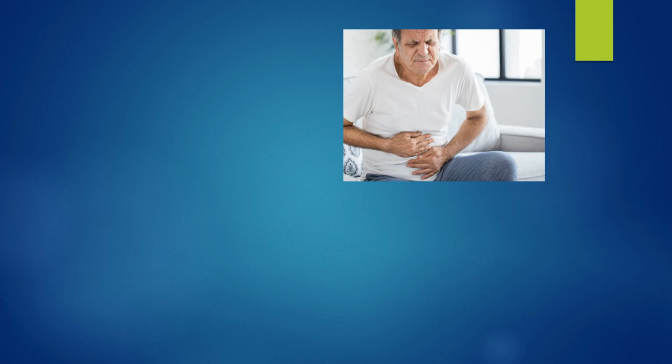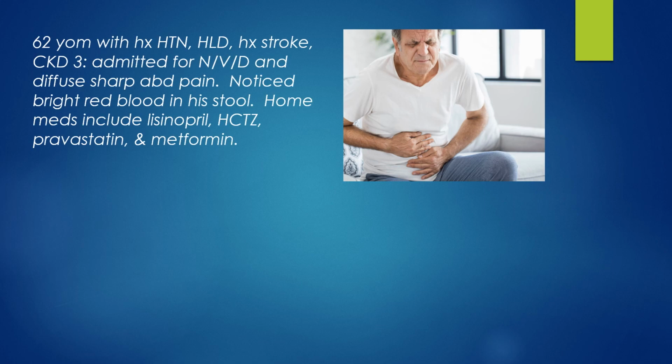Now, I know this may seem confusing, but let's just run through a case and see if it makes a little bit more sense to you. So let's say you've got a 62-year-old male with a history of hypertension, hyperlipidemia, history of stroke, and chronic kidney disease stage 3, admitted for nausea, vomiting, and diarrhea, and diffuse sharp abdominal pain.